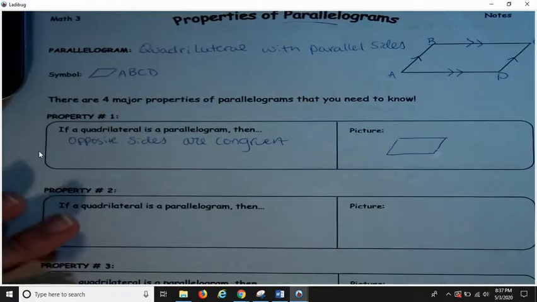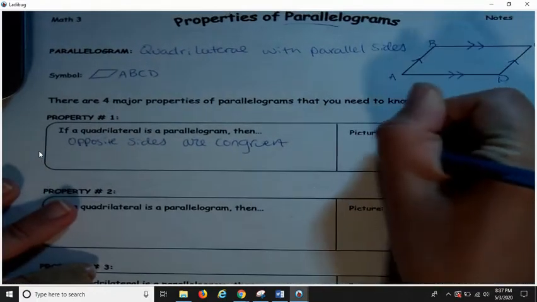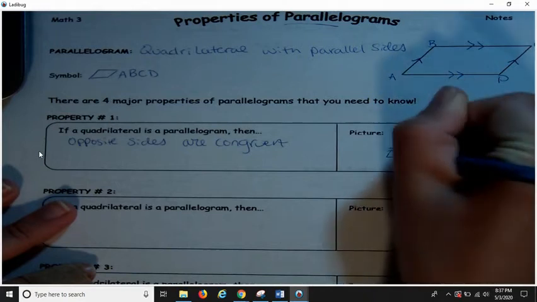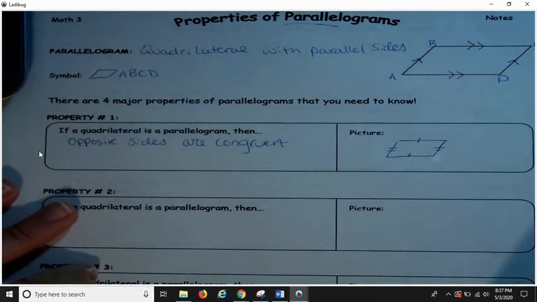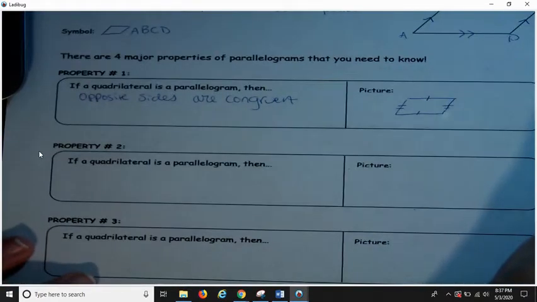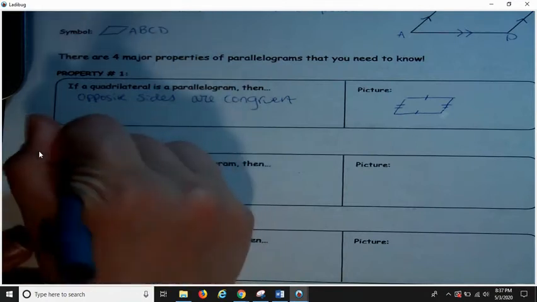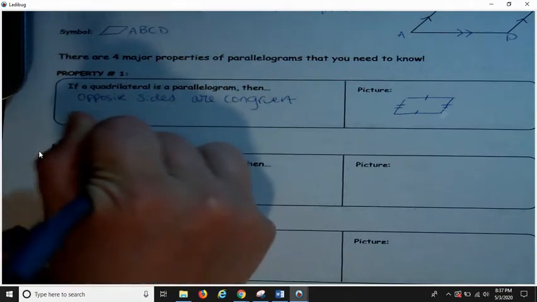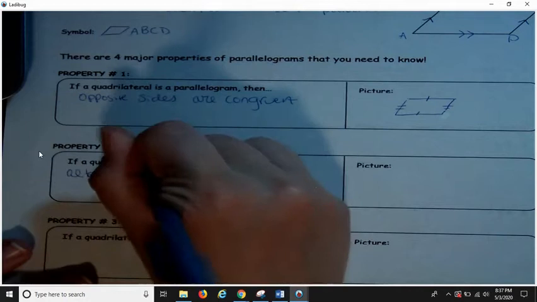So this means that this side is congruent to that side, and that side is congruent to that side. Opposite sides are the same length. Property two: if a quadrilateral is a parallelogram, then alternate interior angles are congruent.